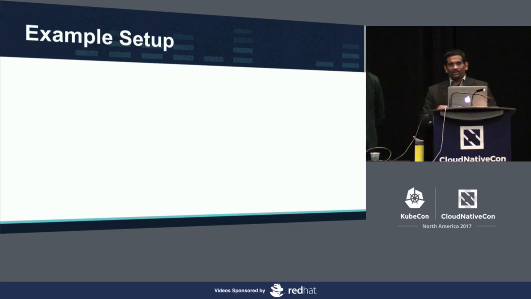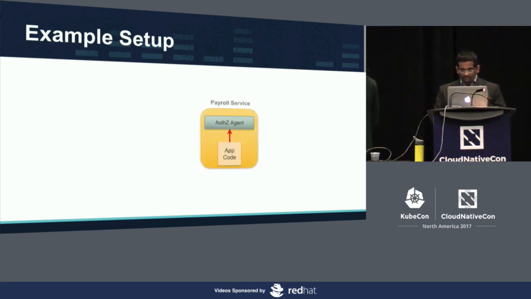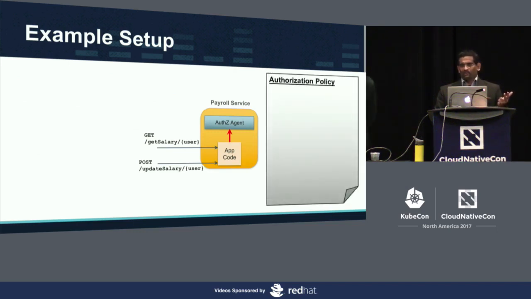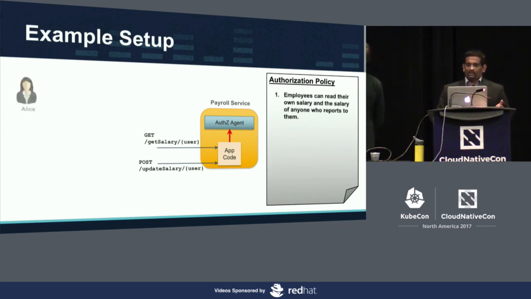Now, this is all architecture and theory, so let's take one concrete example in a familiar looking setup. Think about a very, very simple REST-based payroll system. It basically has only two REST endpoints that it exposes: one, get salary, second, update salary. Now, you want to write an authorization policy for this particular app. This is what you want to write.